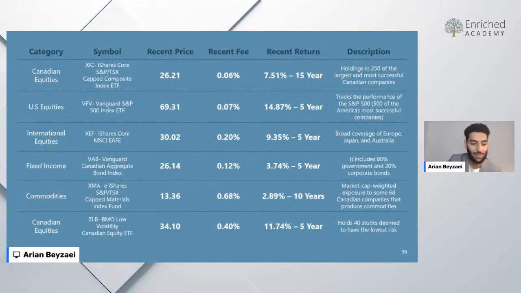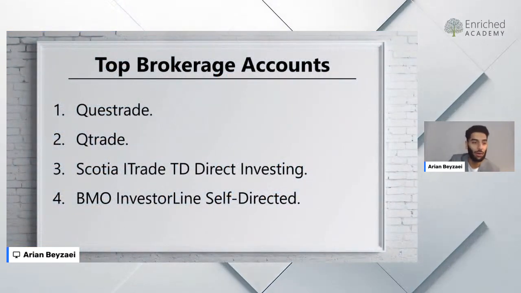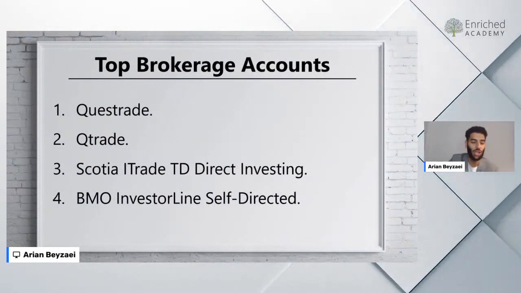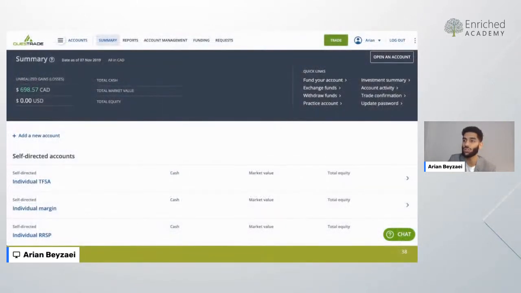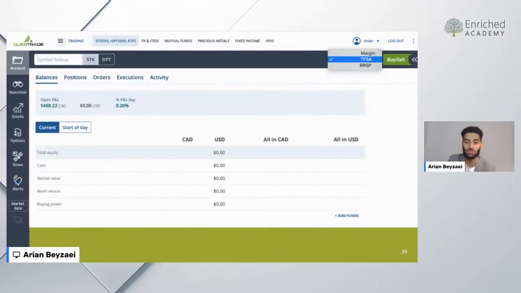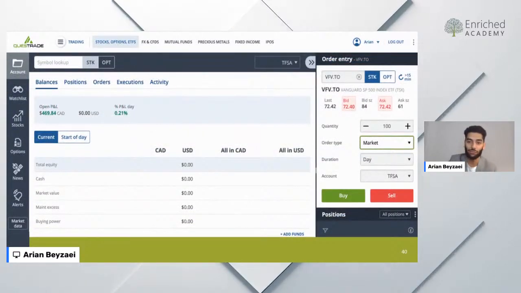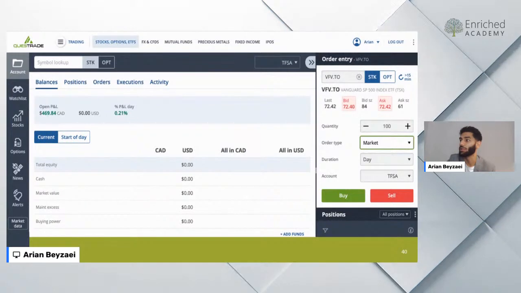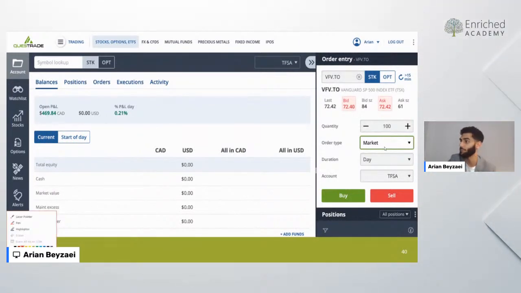Now, how do you trade these things, right? If you want to buy these things, you've got to use a brokerage account. Questrade, Qtrade, Scotia iTrade, BMO. These are some of the top ones in Canada. This is what Questrade looks like. This is what I use. It's easy. You pick the account you want to invest in. I want to invest in my TFSA. You type in what ETF or stock you want to buy. You click buy. What's the quantity you want to buy? Like here, it says, okay, I want to buy 100.